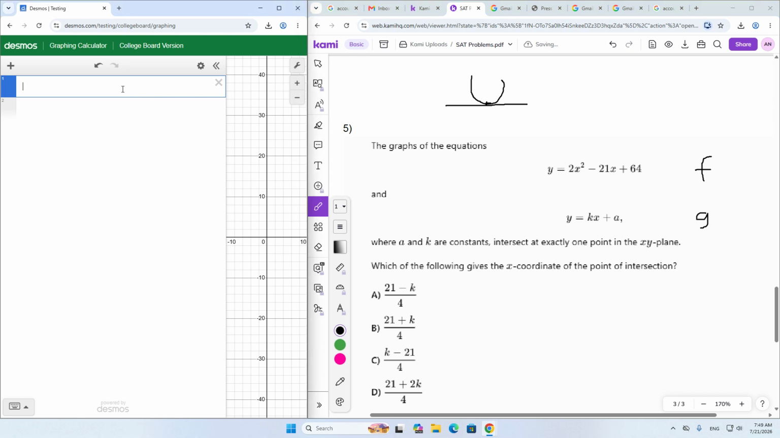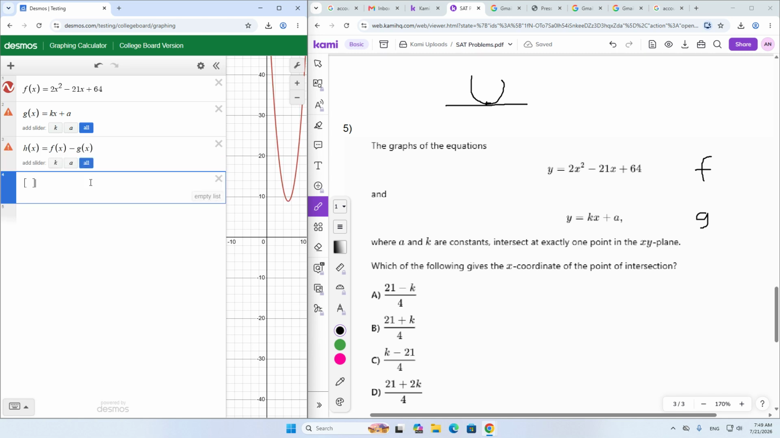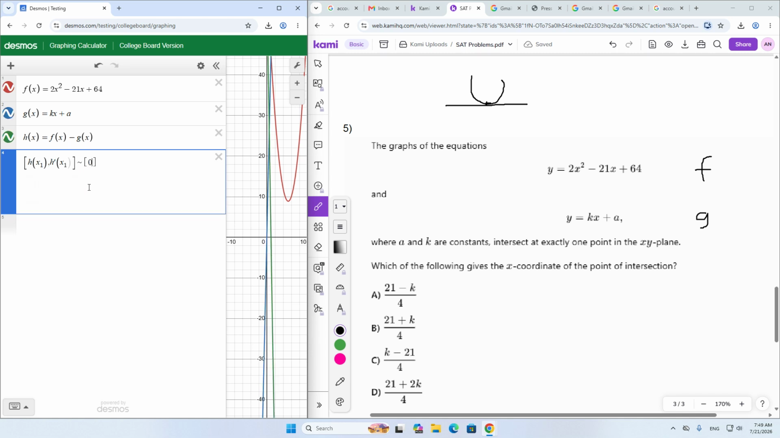So watch this, guys. F of x equals 2x squared minus 21x plus 64. G of x equals, so whenever you have a quadratic linear system and it says one solution, this is tailor-made for that. It makes this so easy. You don't even have to do any work. So I'll do that. Watch this, guys. I'm going to do a couple of derivatives. So h of x0, h of x1, comma, h prime of x1, 0, comma, 0.